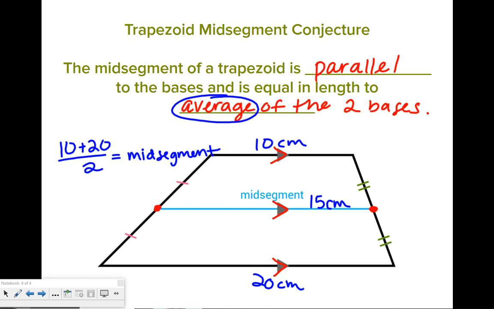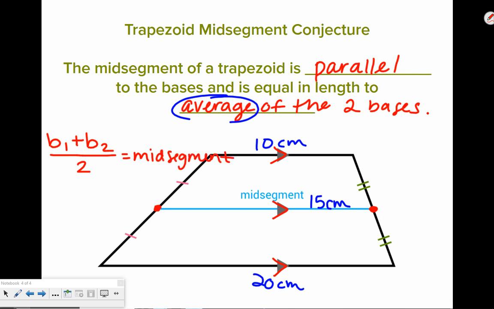Take a minute and draw all this out. It might be helpful to also have this little equation, which I'll write here. If we take base 1 plus base 2, divided by 2, that will give us our midsegment. Sometimes they're going to give you the midsegment and you'll have to work backwards to find one of the bases, so this formula might be helpful to have written down next to your picture.